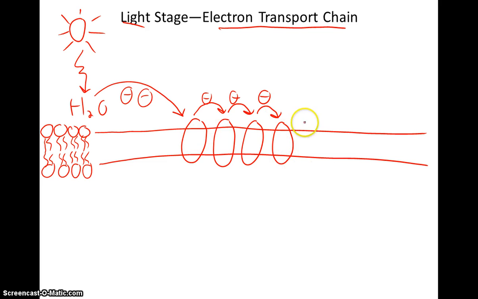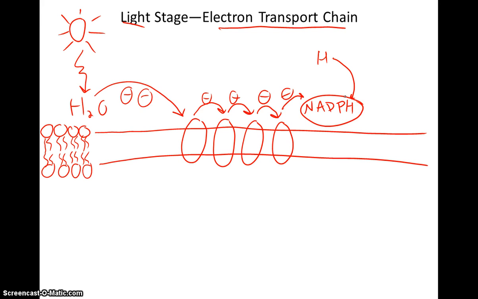But at the end, after the 4th protein, there's nowhere for the electrons to go. So there are these NADPs floating around. Remember, we just talked about these. They were sent back from the dark cycle. It's going to take one of these electrons, and then it's going to grab a hydrogen. So let's say a hydrogen's here. It's going to grab that hydrogen when it takes that electron. This is how we form NADPH.